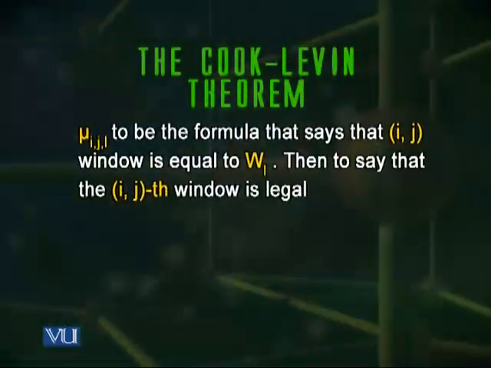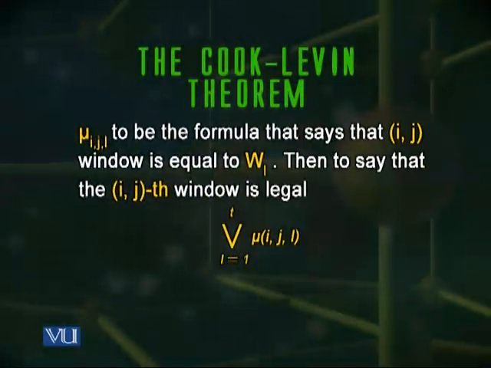Now, let us denote mu sub ij to be the formula that says that the ijth window is equal to W sub L. So, I can make this formula mu_ijL, which says that the ijth window corresponds to the lth legal window. Now, what if I write down the following Boolean formula? Well, this formula is OR over L going from 1 to t of mu_ijL. This formula just says that the ijth window is either W1 or W2 or W3 and so on, which is equivalent to saying that the ijth window is a legal window.